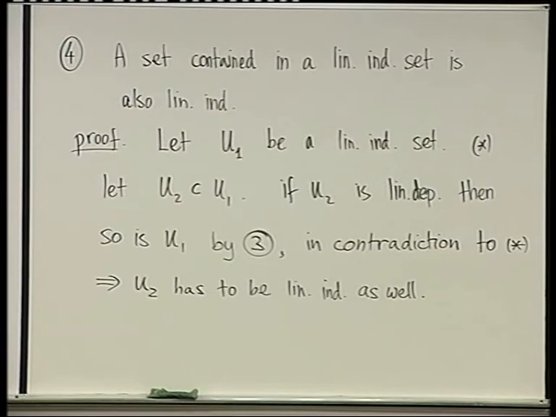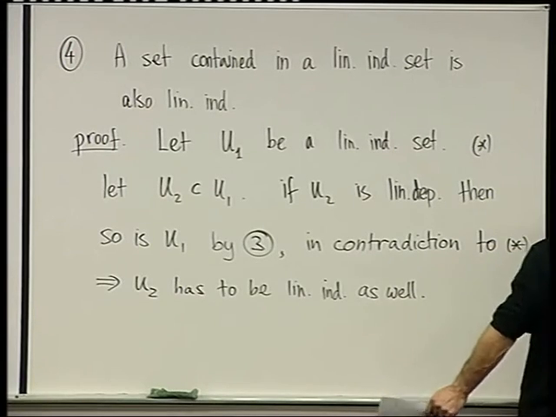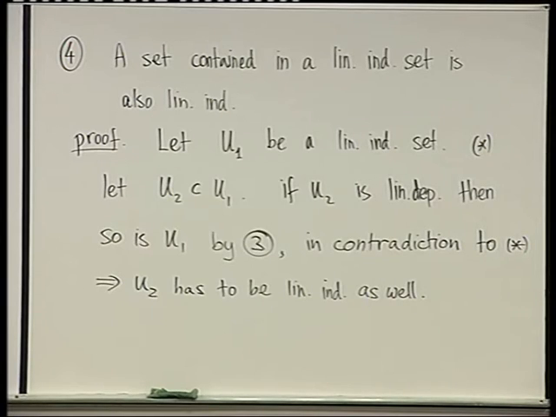And again, you can feel number 4 intuitively. If you have a set where nobody's extra, you need everybody, and you throw some guys out, you're only left with the partial set, of course you're still going to need everybody, right? Nobody's going to suddenly become extra, because if it were extra, it would have been extra in the bigger set as well. Okay? Good? Okay, number 5.